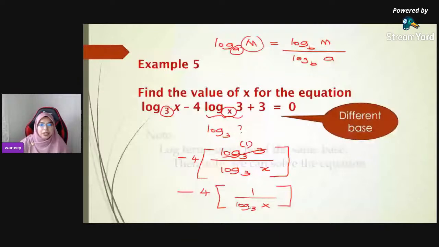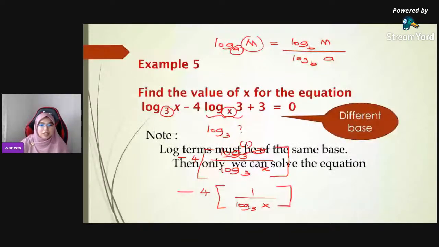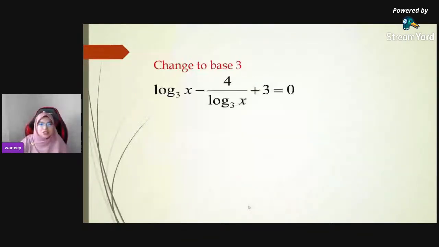Okay, so we got different bases. Oh, you cannot see the note now. Log terms must be of the same base. Then only we can solve the equation. So we must have the same base, otherwise we cannot solve them. So change everything into the same base. So change to base 3. So log 3x minus 4 over log 3x plus 3 equal to 0.